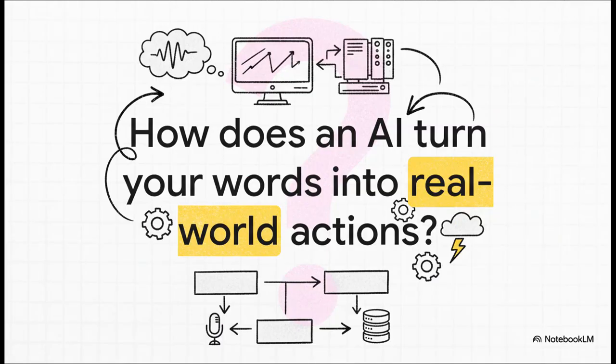So yeah, how does it really work? How does your intention, just a simple sentence, become a fully configured running database? That is the core question we're going to unpack in this explainer. We're going to reveal the hidden architecture that makes it all possible.